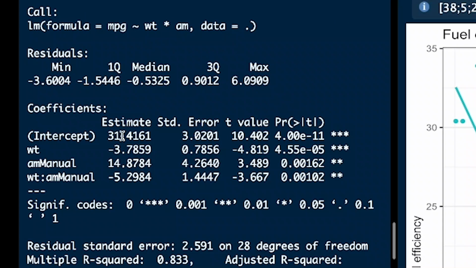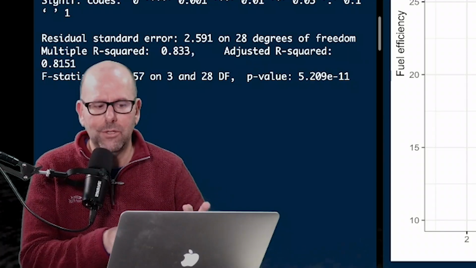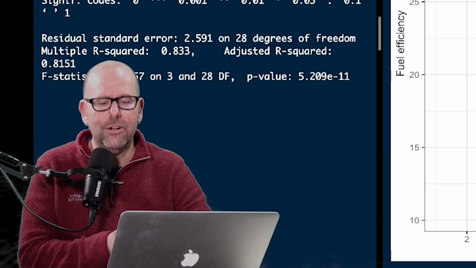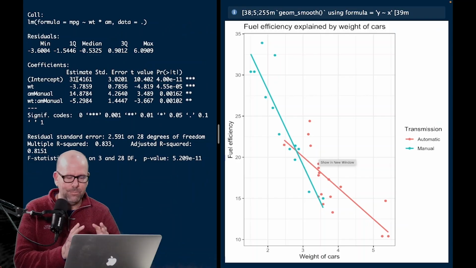Okay, so what are the coefficients? The weight coefficient is minus 3.4. So basically, all else being kept equal, right? If you keep transmission constant, with every increase in the weight of the car of 1 unit, there will be a 3.78, or 3.8, decrease in fuel efficiency. Okay, and that makes sense. We can see it's a downward sloping trend.